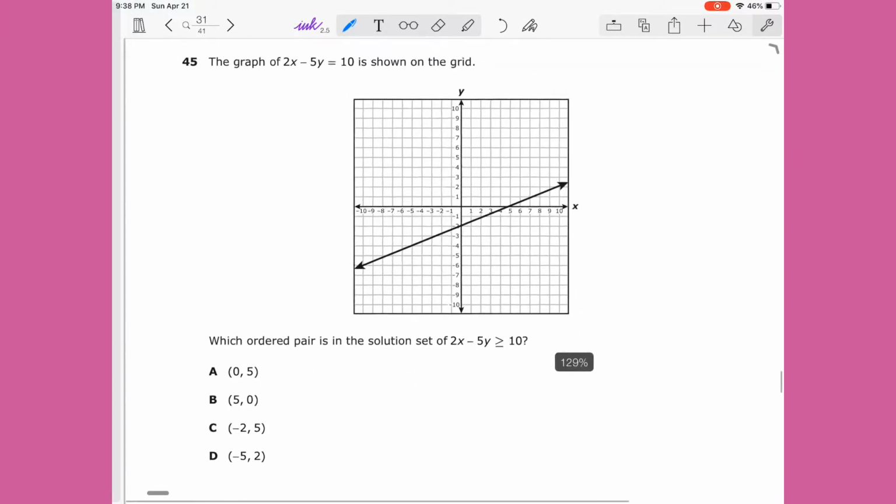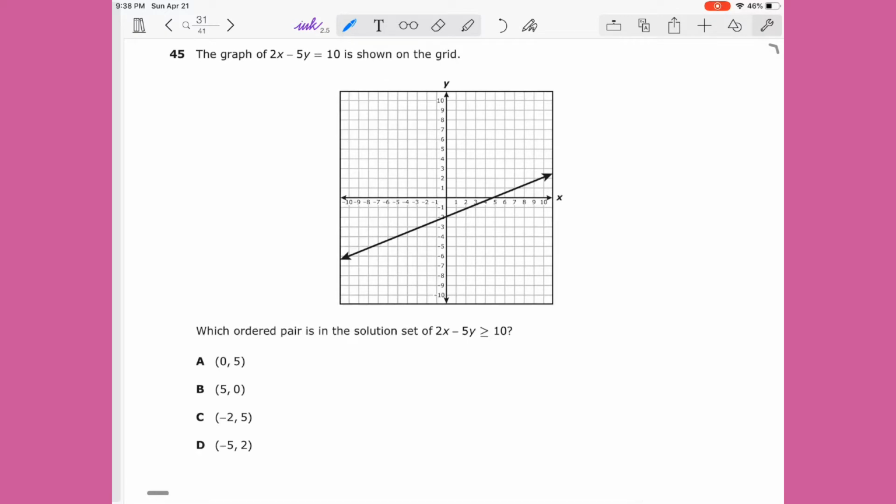I'll do number 35 on this video and then end it. We're given the graph shown on the grid below, and which ordered pair is a solution of the set 2x minus 5y greater than or equal to 10? I need to find out which side of the graph I need to shade this on, right?